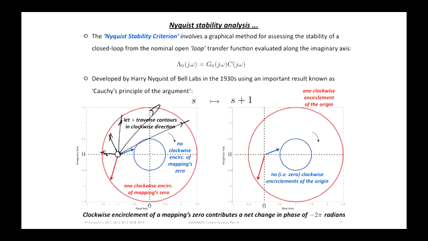Okay? So what we're really trying to do here is just keep track of the net change in phase. All right? So a clockwise encirclement of a mapping 0 contributes a net change in phase of minus 2 pi when we evaluate the rational function along that contour.